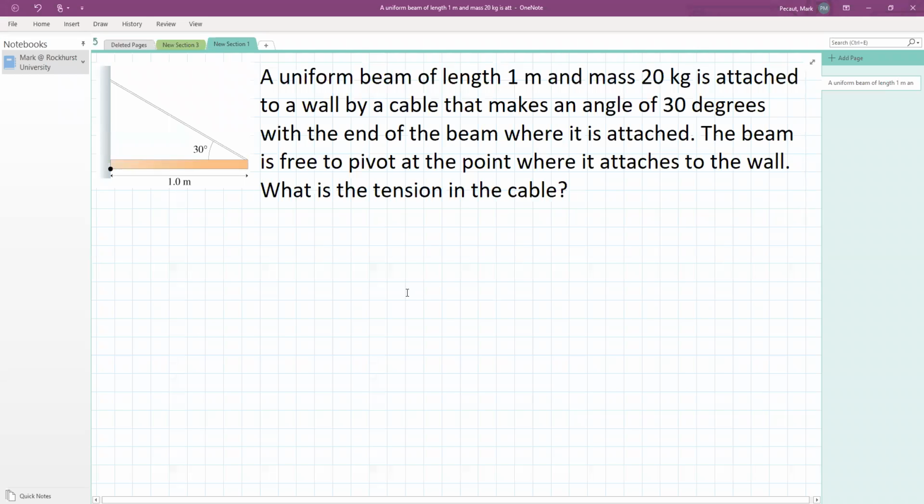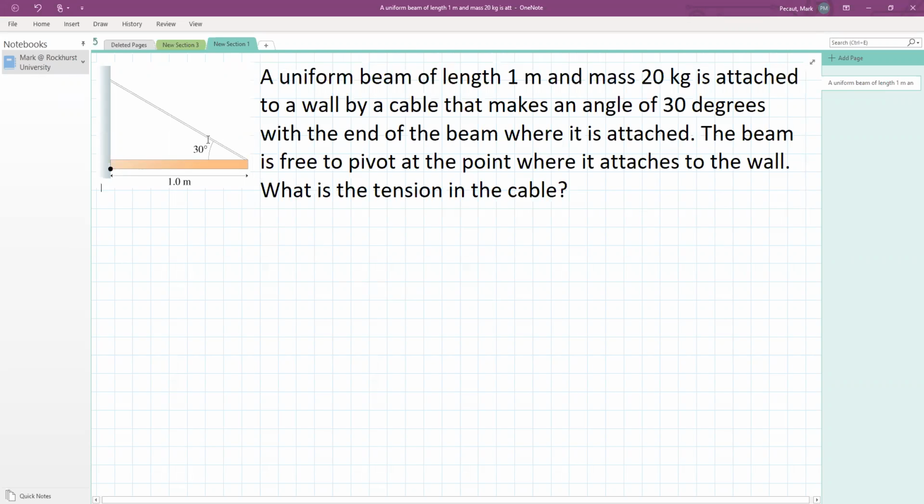Greetings, awesome physics students. I wanted to do another example statics problem. So recall in statics, the objects are in equilibrium, so the sum of the torques is 0 and the sum of the forces is 0. And this is a two-dimensional statics problem. So let's go ahead and get started.